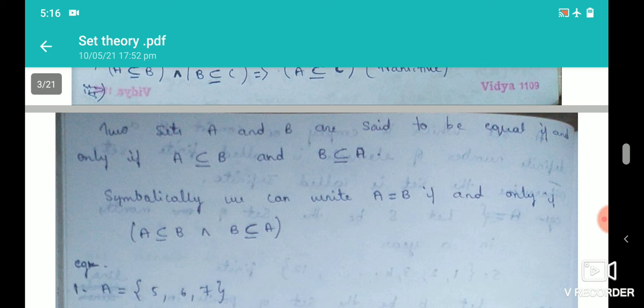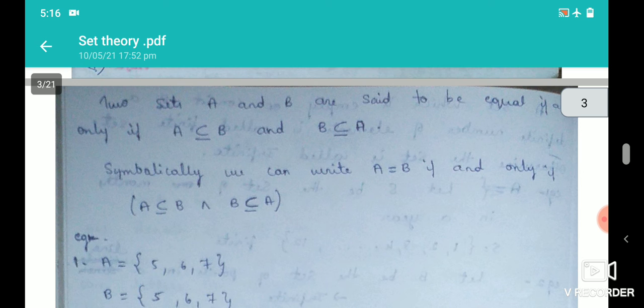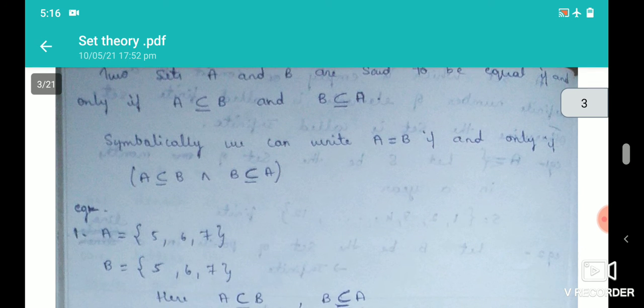If A is a subset of B, that is, A is included in B, and its reverse, B is a subset of A.